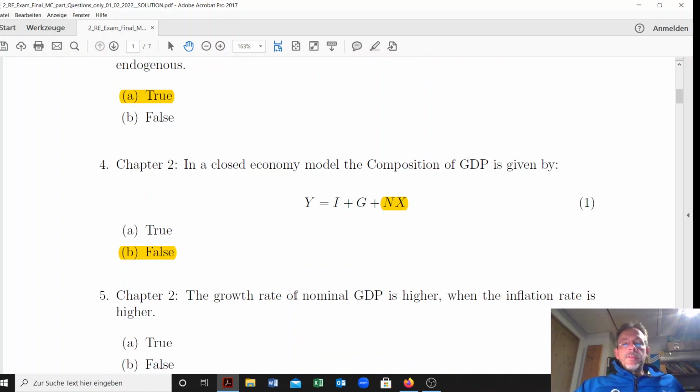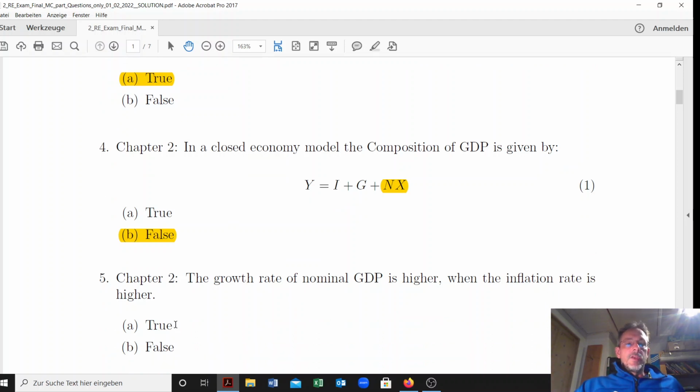The growth rate of nominal GDP is higher when the inflation rate is higher. This is true. So the growth rate of nominal GDP depends on the growth rate of real GDP and the inflation rate, and the growth rate of nominal GDP will be the higher, the higher the inflation rate.